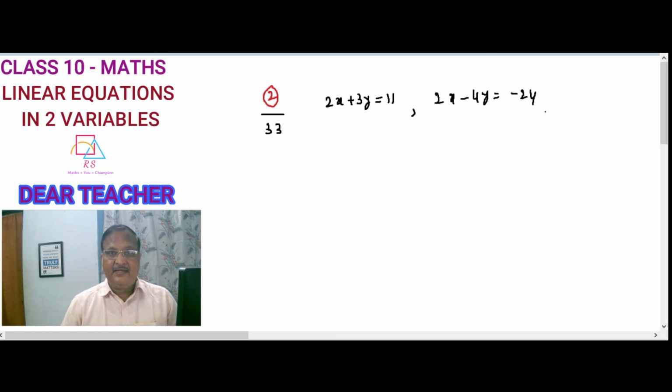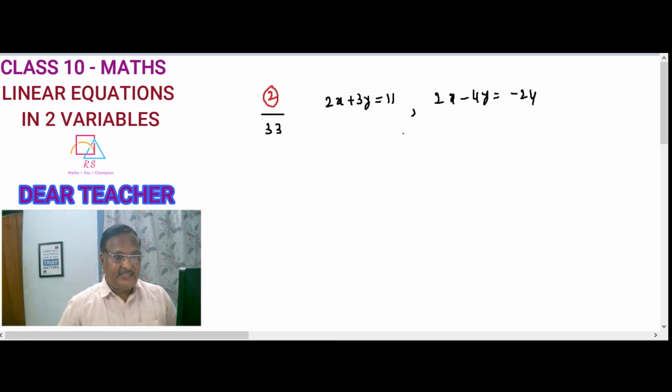Solve. He did not give you the method, but we are working on the elimination by substitution method in this exercise, so use only that method. In the examination you can use any method, because in this question he did not mention which method to use. But now, in this exercise, because we are working only on elimination by substitution, use that method only.